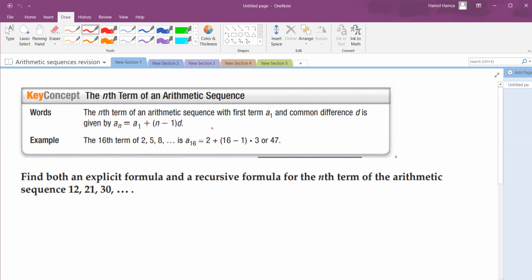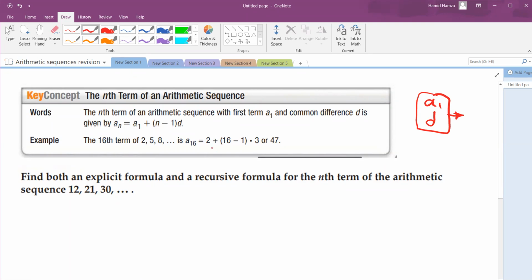So the nth term is what? The very important things about the arithmetic sequence, guys, are the first term, A1, and the common difference, which is D. They are my key points to solve any arithmetic sequence, guys.